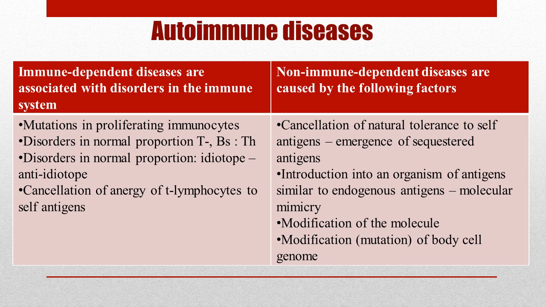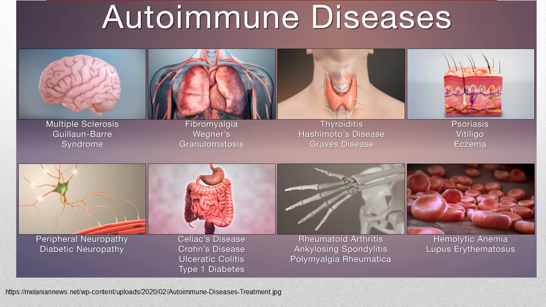The second kind of autoimmune diseases is non-immune dependent diseases, which are caused by the following factors: cancellation of natural tolerance to self-antigen, emergence of sequestered antigens, introduction into an organism of antigens similar to endogenous antigens, molecular mimicry, modification of molecules, mutation of body cell genome. Here you see examples of autoimmune diseases.